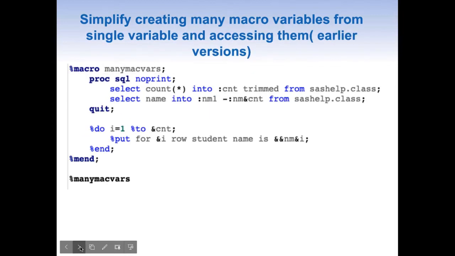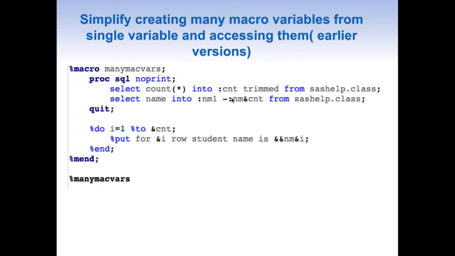Now let us look into how we can do the same thing in versions earlier than SAS 9.4 M4. In here again the things are pretty simple and straightforward, but with one small change. In here again I am doing select count star into colon cnt and I am saying trimmed.